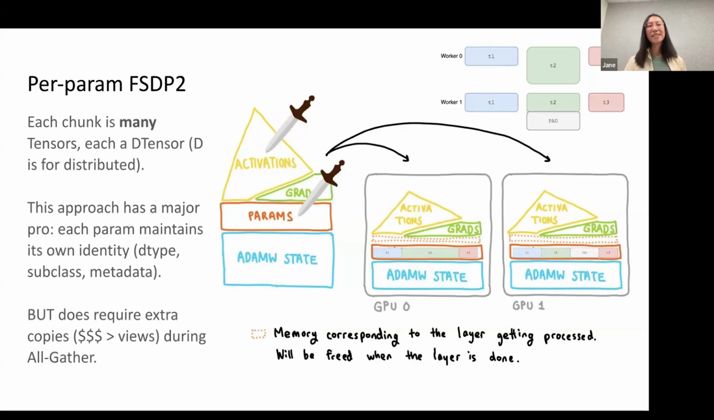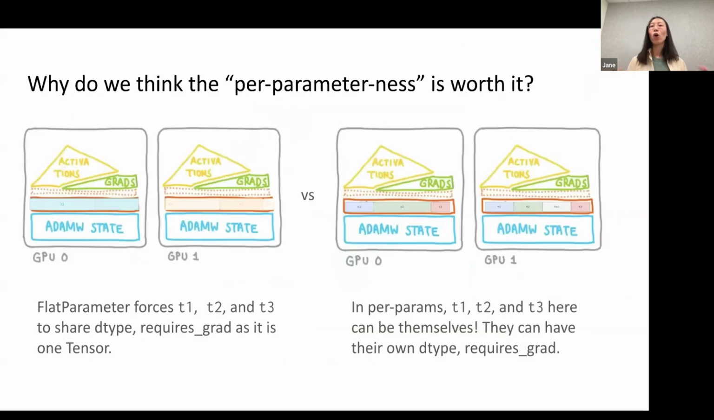Okay. There is a con to this. Because of all the slicing and rearranging you have to do, there are extra copies in FSDP2. So that's a con, but the pros it gives are so much more worth it. And just a recap of before, in clearer terms, a flat parameter would force all three of these tensors to share all the metadata a tensor can have. And in FSDP2, because they are individual separate tensors, we call them D-tensors because they're not the full tensor, they're a distributed tensor, they're smaller. They can be themselves. They get to keep their identities. They can have their own D-type, their own requires grad.